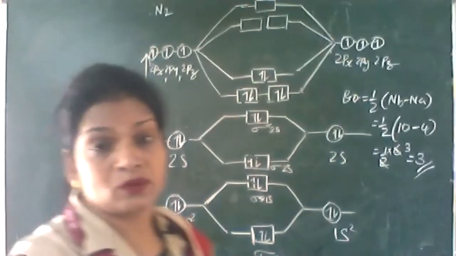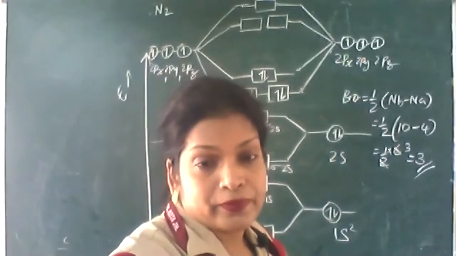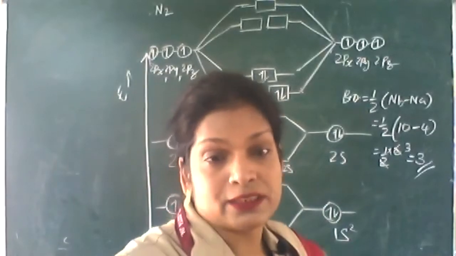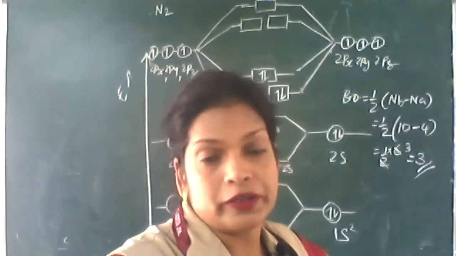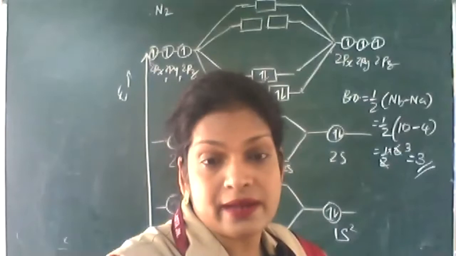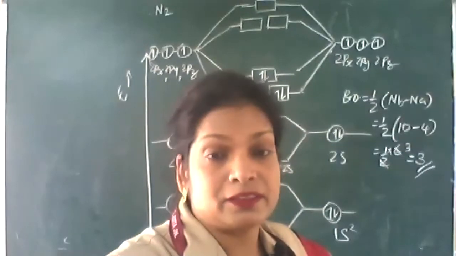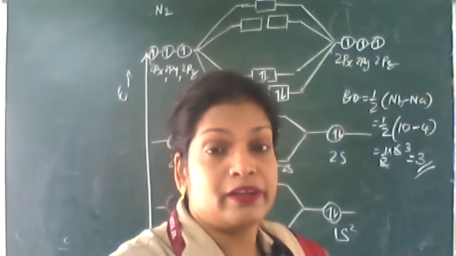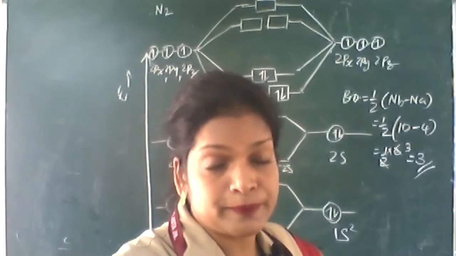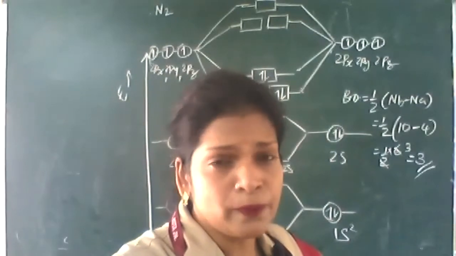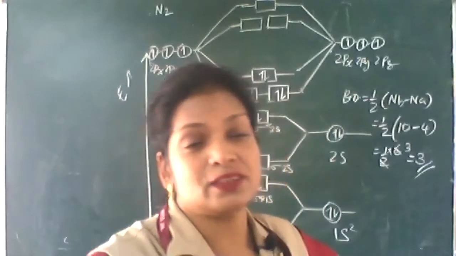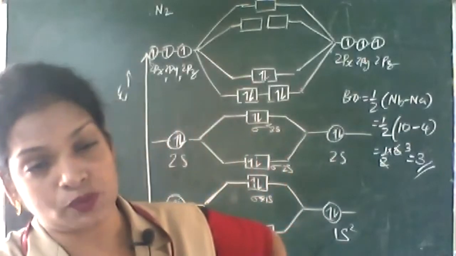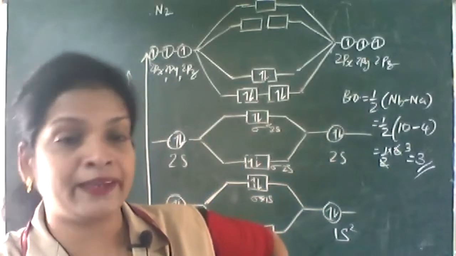The problem was that O2 was paramagnetic. That's why a new theory was put forward, molecular orbital theory. According to valence bond theory, O2 was diamagnetic. That was a drawback or limitation or deficiency of VBT. So now in the case of O2, oxygen is very small. An oxygen atom is very small. Another oxygen atom, again small.